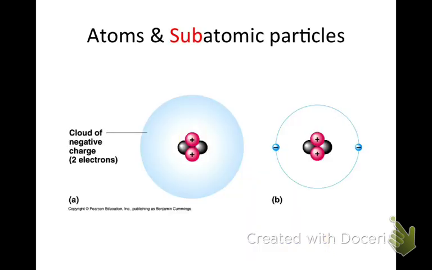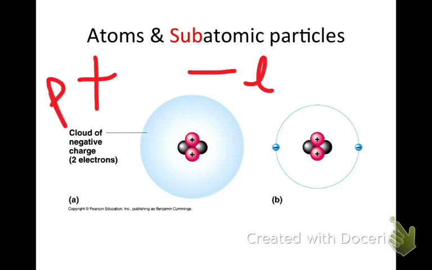So subatomic particles, you know this. An atom is the smallest unit of matter. Also know your subatomic particles, like proton. Remember, protons are positive, electrons are negative, neutrons are neutral. So electrons, protons, and then neutrons over here, they're neutral.